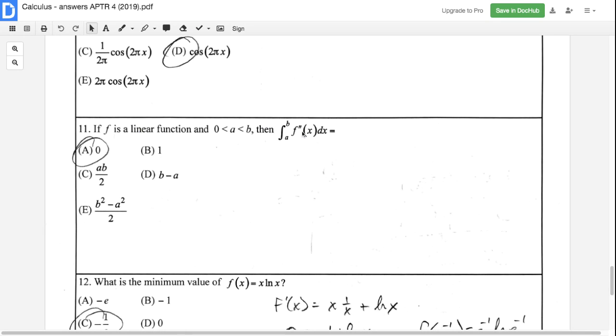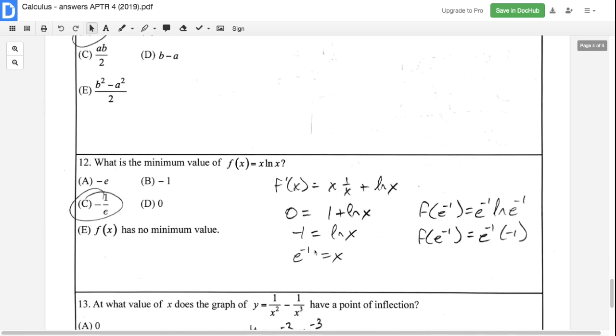Okay, so that means if I integrate f double prime, that gives me f prime. Well, we just said f prime is just going to be a constant. So if I plug in a and b into a constant, that's just going to be the constant minus itself, which gives me 0 every time.